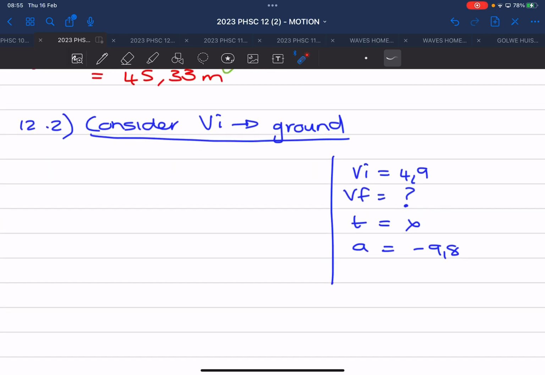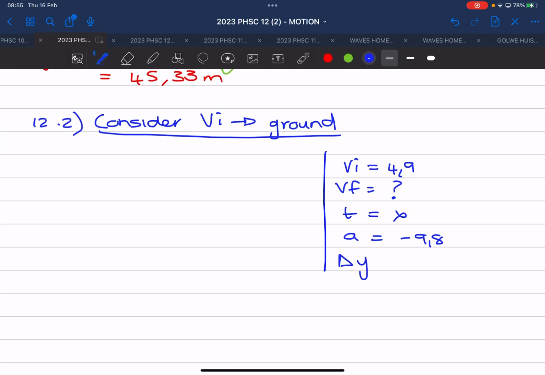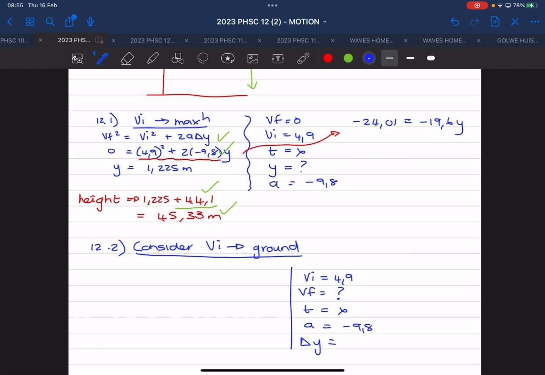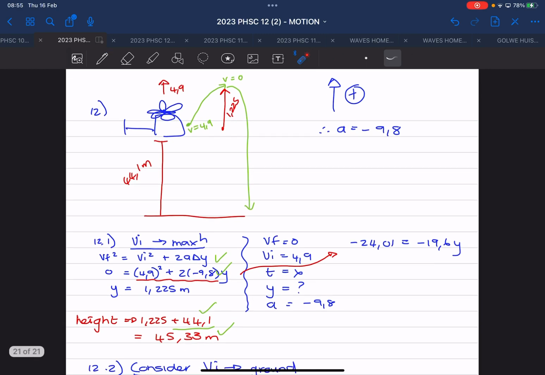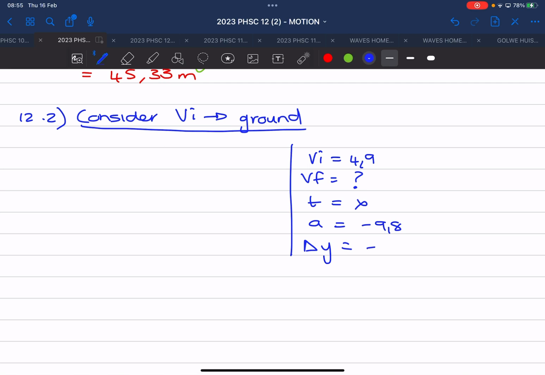I chose up to be positive, so it's negative 9.8. Always, always, always. Okay. And then the trick here is the displacement. We looked at the whole flight there. So our displacement is from there directly down. So that is 44.1 meters. But in which direction is it going? Down. Which direction did I choose to be positive? Up. So it's going to be negative 44.1. Yes? What's the difference between delta x and delta y? Delta x is horizontal, delta y is vertical.